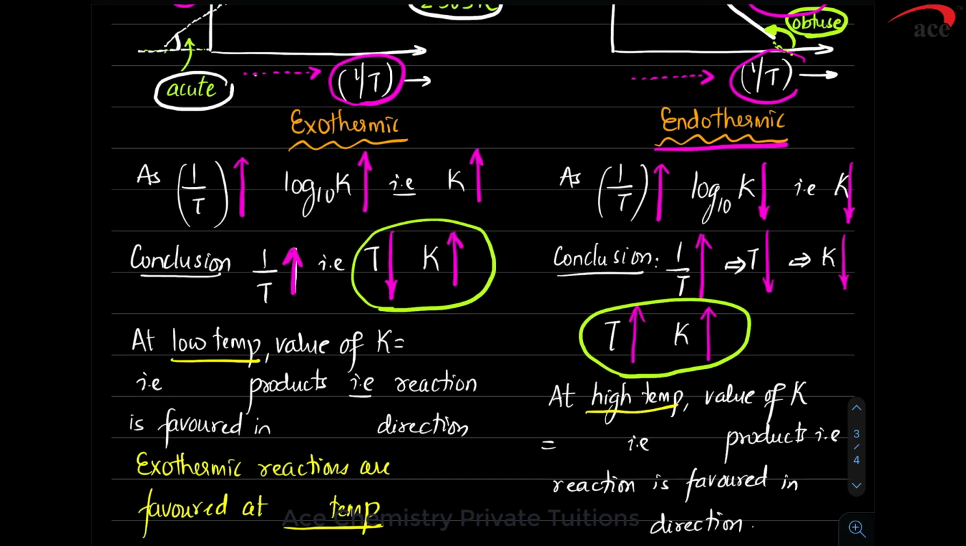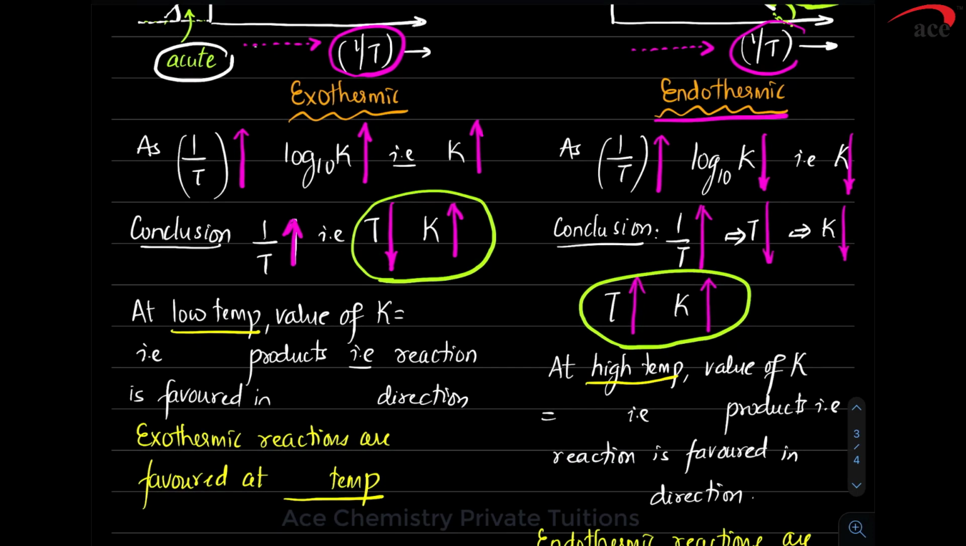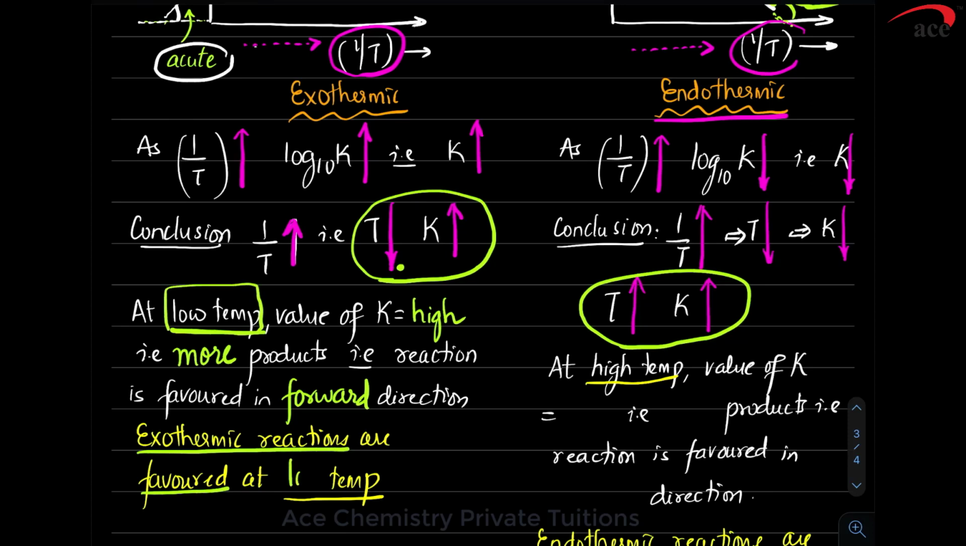So, at low temperature, the value of k will be high. If the value of k is high, there will be more products. When there are more products, we say the reaction is favored in the forward direction. That means exothermic reactions are favored at low temperature.